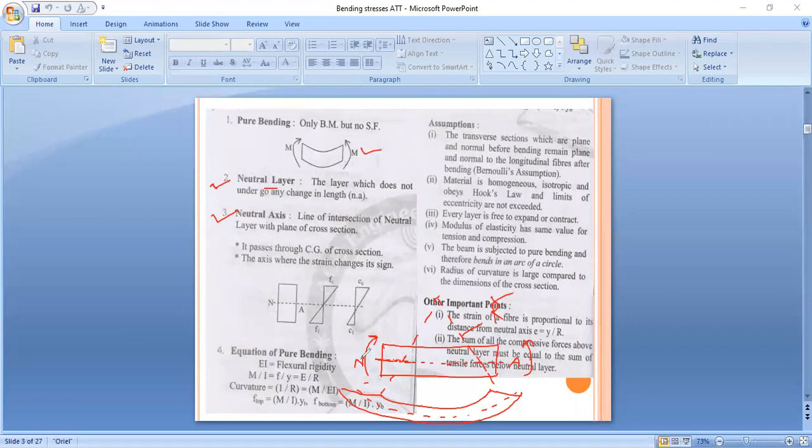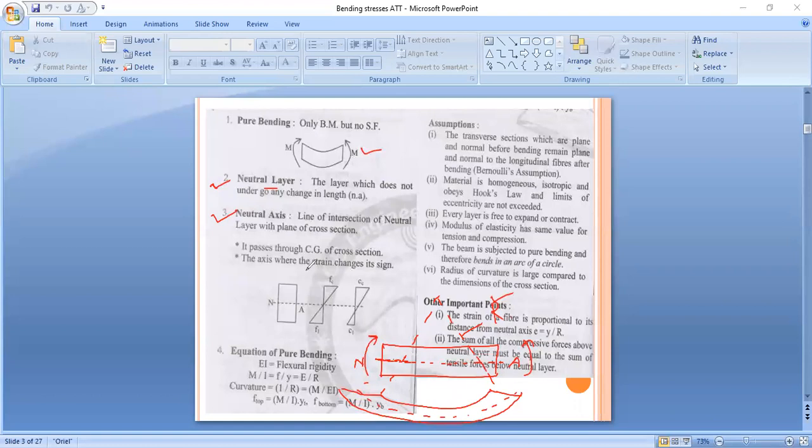At the neutral axis there is no change in length before bending and after bending. So please remember that it passes through the CG of the cross section. So this neutral layer passes through the centroid of this cross section.